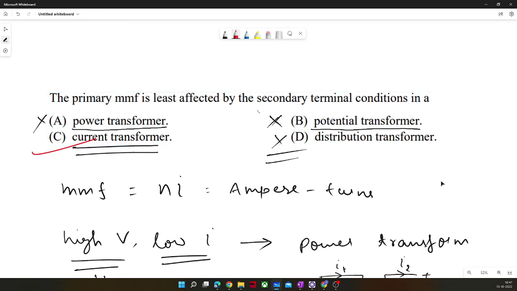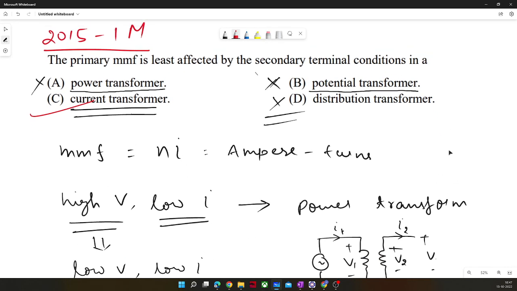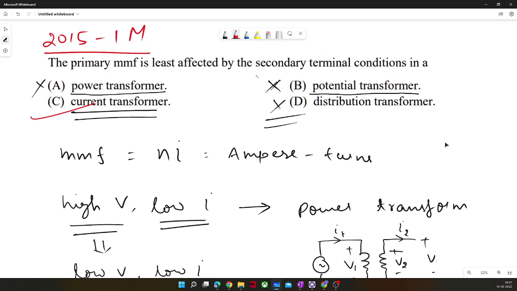Fine. So these three problems, this was also asked in 2015, but for 1 mark only, because this was a bit theoretical problem. So any doubt in this problem or any of the above?